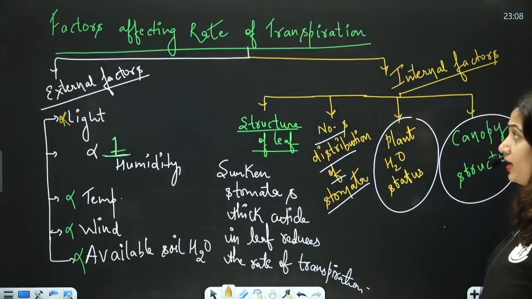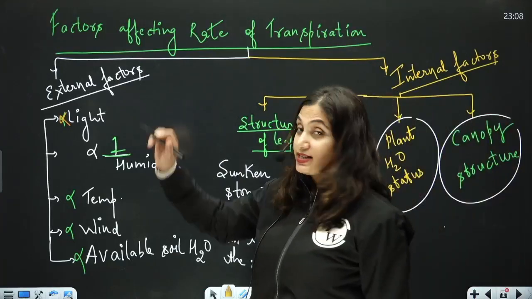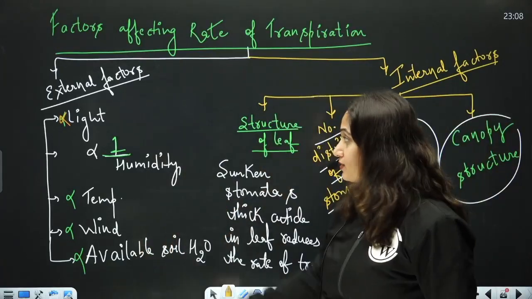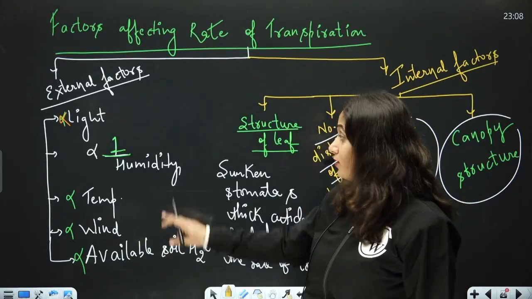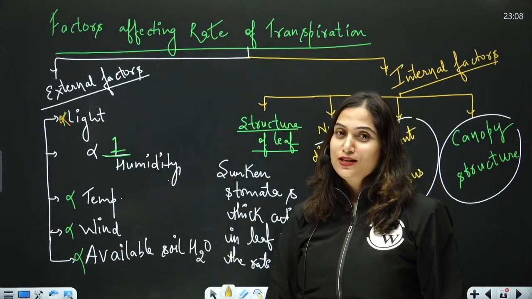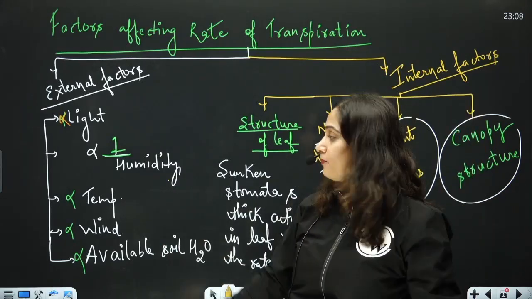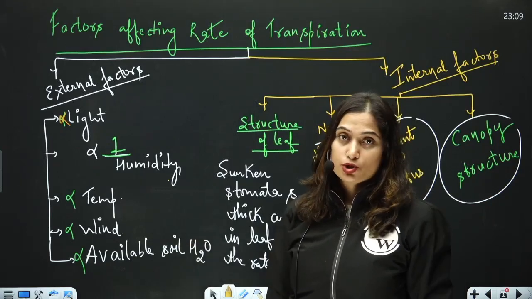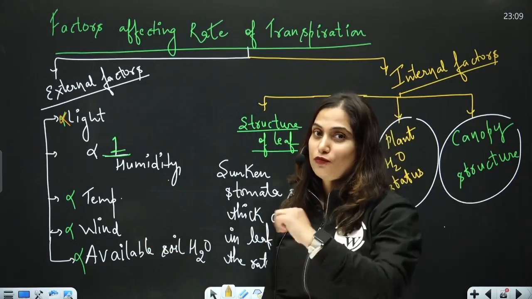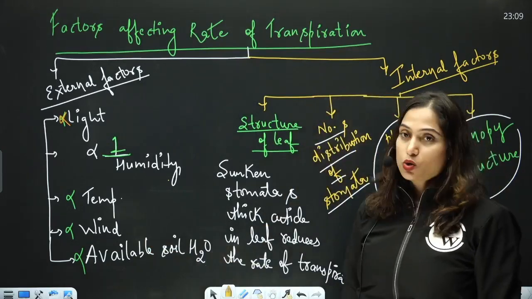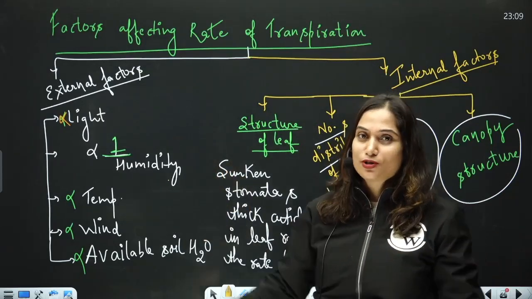Now, what are the factors which affect the rate of transpiration? The factors can be external factors. Light. The more the light, the more would be the rate of transpiration. Humidity, inversely proportional. If the humidity is more, transpiration will be less. Temperature, directly proportional. Wind speed, if the wind speed is more, rate of transpiration would be more. Available soil water, if the water is available more, rate of transpiration will be more.